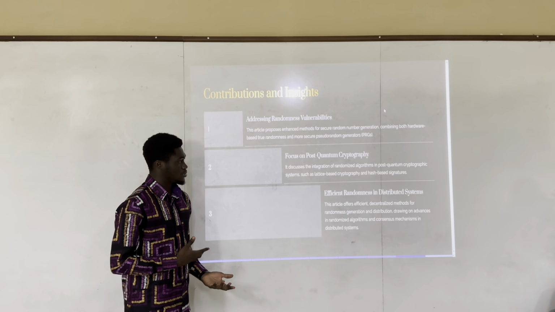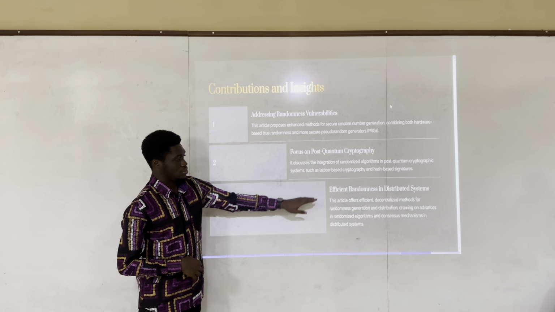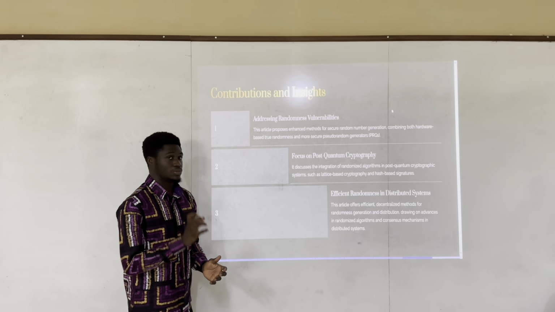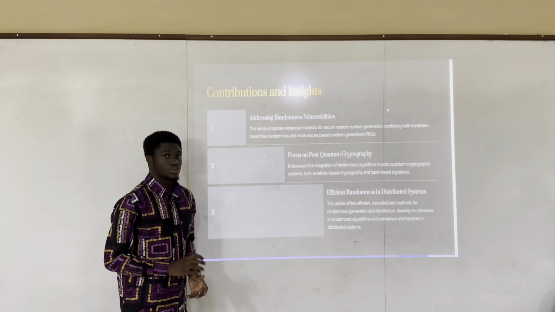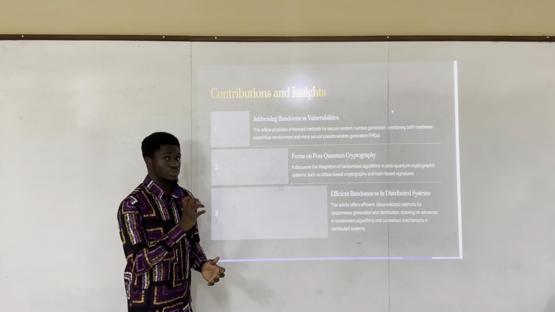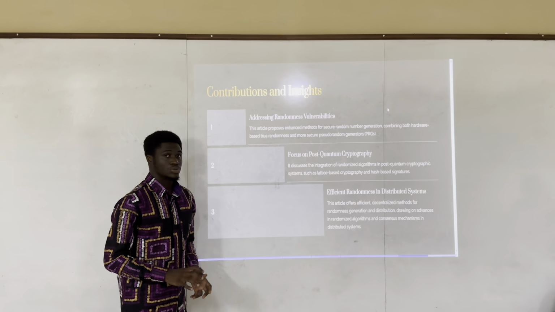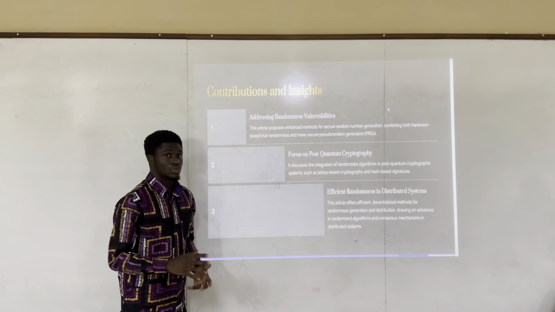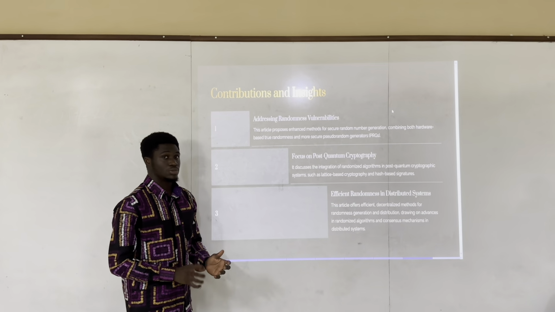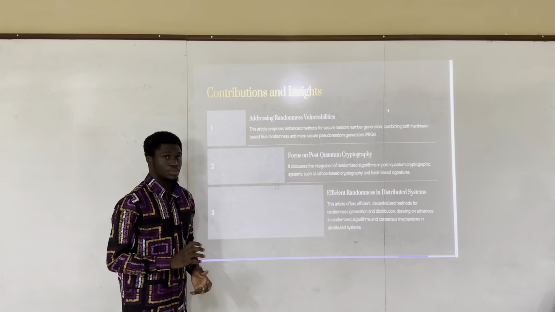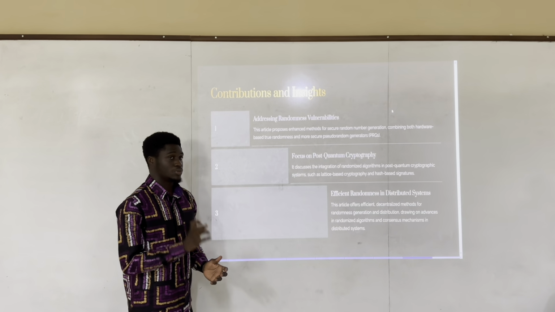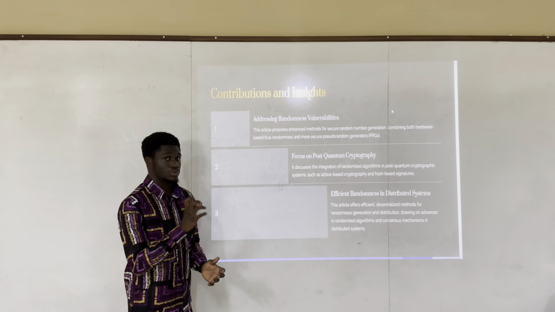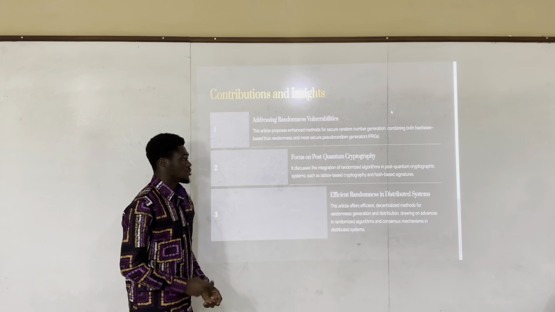The third contribution or insight is efficient randomness in distributed systems. Distributed systems such as blockchain networks require efficient and secure randomization to ensure fairness and consensus. Randomized algorithms generate unbiased randomness that is essential for leader selection, proof of stake, and cryptographic commitments. They enable scalable and secure coordination across distributed nodes, preventing manipulation or collusion while maintaining system efficiency.